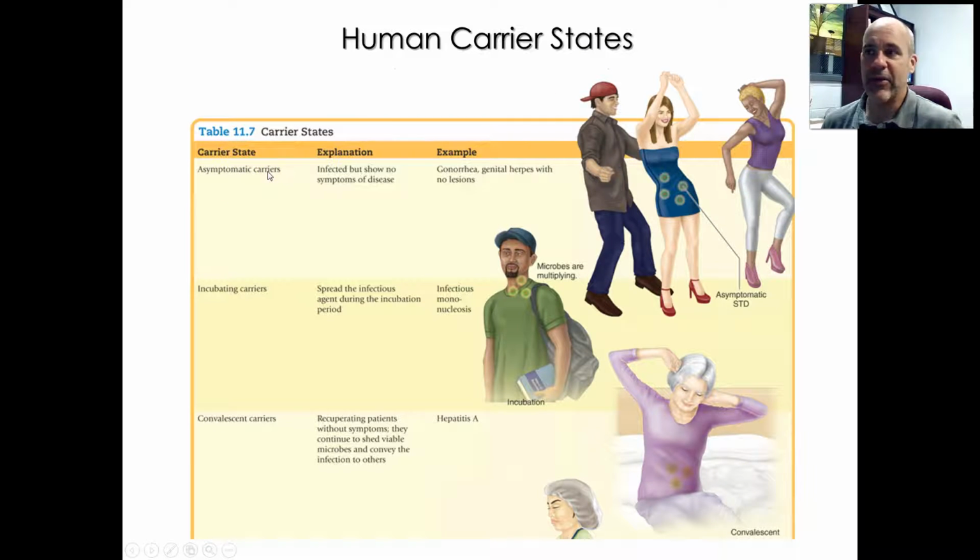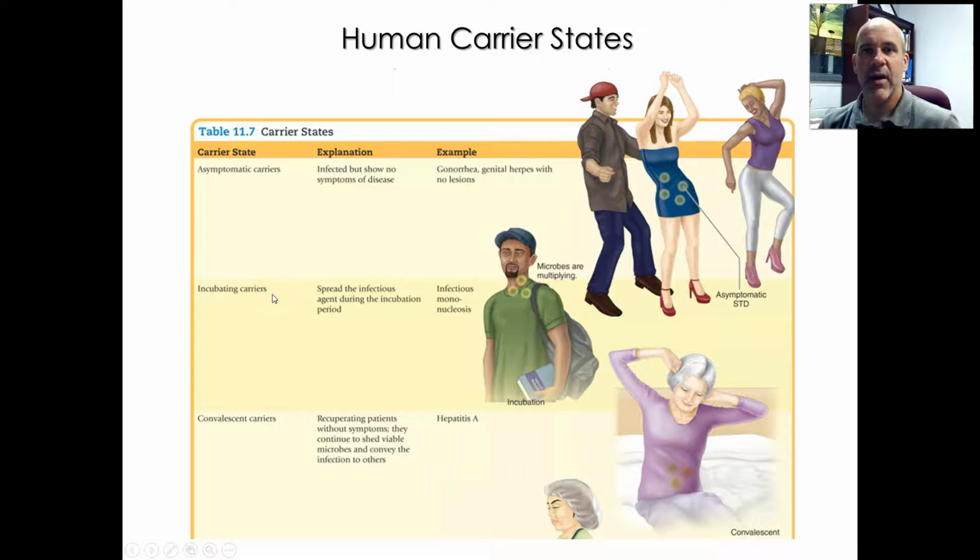Asymptomatic carriers, that is somebody who the organism is living on or inside them, but they have no symptoms of disease. There are a number of examples of these, things like gonorrhea, genital herpes with no lesions, so they can still transmit those things to other people. And don't you like this graphic your textbook has of the people dancing, and if you've got a sexually transmitted disease, STD, I guess you have all these little lights that light up around your pelvis. Incubating carriers.